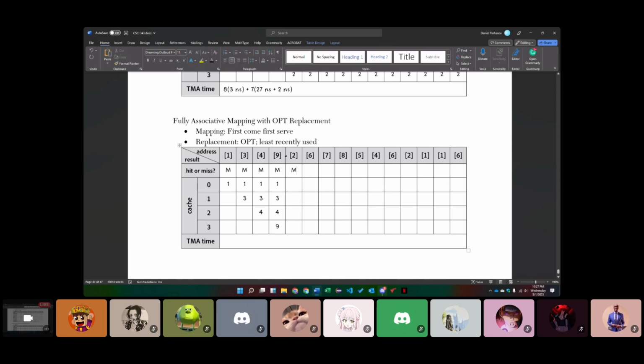So now we look forward for 1, 3, 4, and 9 until we find them. Found 4, 1, and that's it. So 3 and 9 are never going to be used again. But we can replace whichever one. In this case, we'll replace 3 because it was first in.